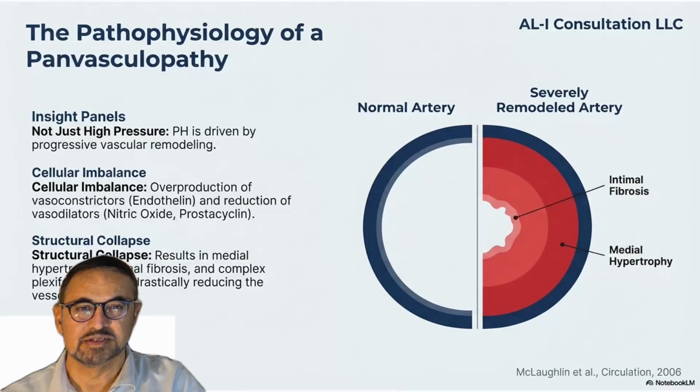The lumen narrows, resistance rises, and the right ventricle has to work harder. This is why group 1 pulmonary arterial hypertension is not just a spasm disorder, it is a structural vascular disease, and that is also why long-term therapy targets these three biological pathways.